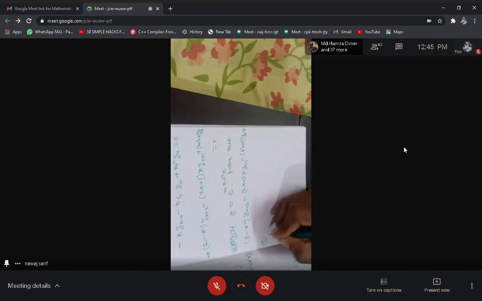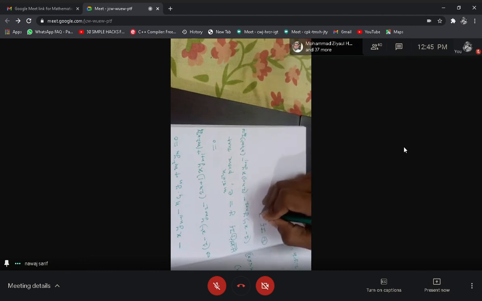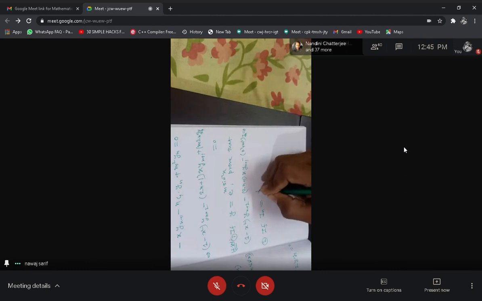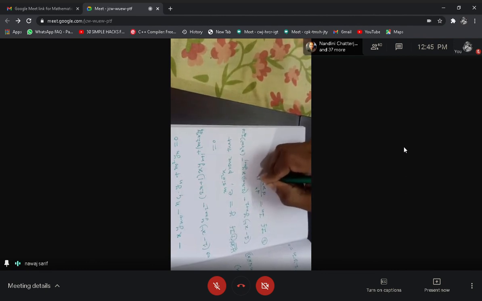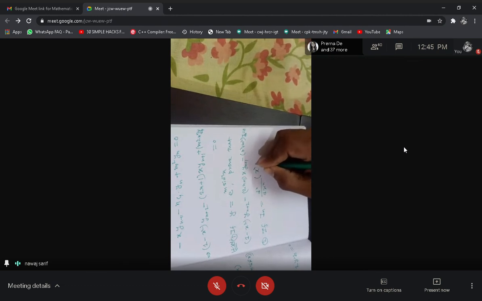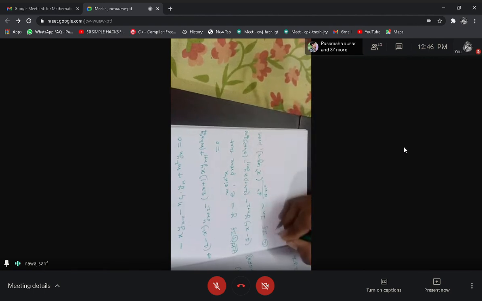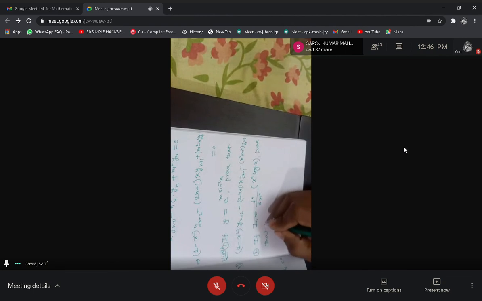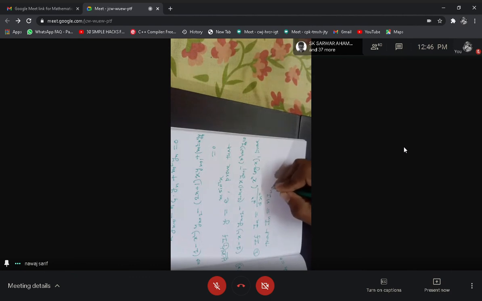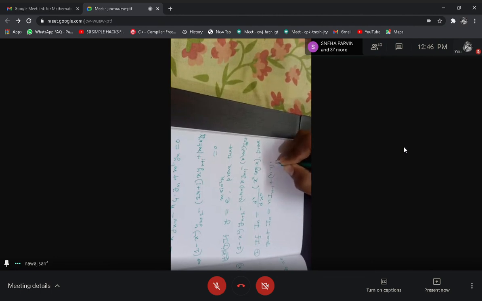Number 2, if I n equals to d n over d x n into x to the power n log x, then prove that I n equals to n into I n minus 1 plus n minus 1 factorial. Okay.